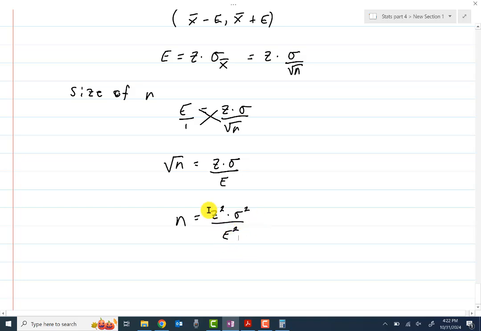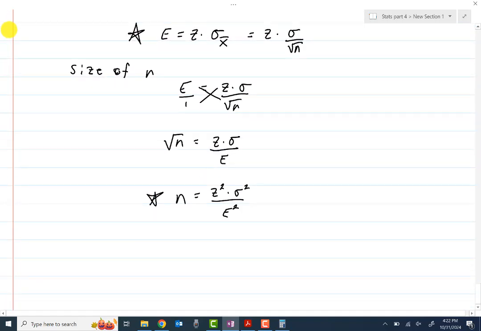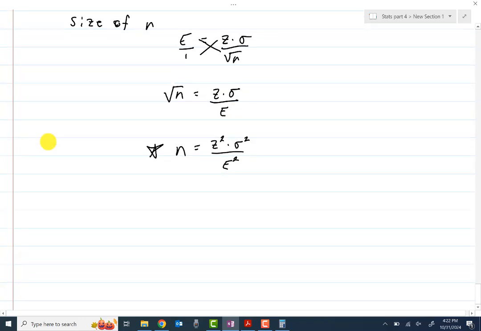So in order to do this, you'll need to know the z value, you'll need to know the population standard deviation, and you'll have to be given an error to work with. So these are the formulas that we're going to be using. Let's put stars by them. There's that one, and there's that one. And always don't forget the z values here whenever you're dealing with the mean.